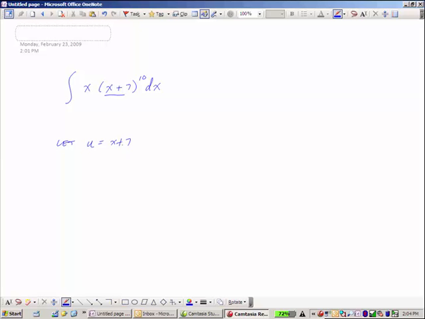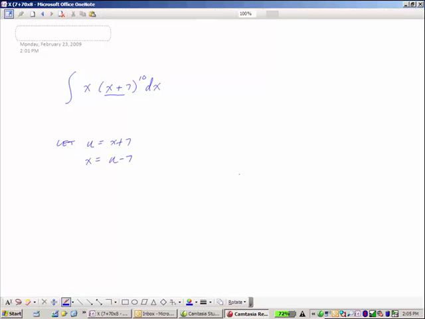So I'm going to let u equal x plus 7. This leads me to the relationship that means x must be equal to u minus 7. Right? Now, if u was 0, x would be 7. If u equals x plus 7, x must equal u minus 7, right? So just subtract 7 from both sides.